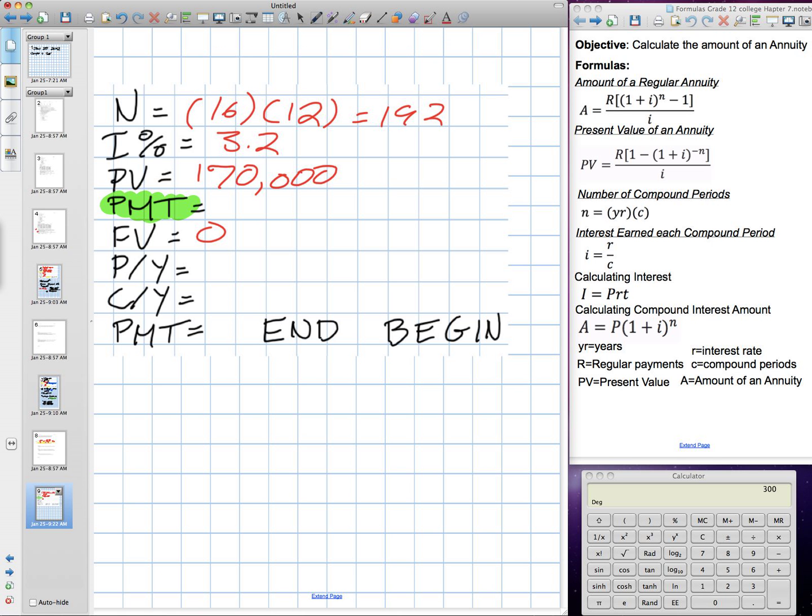Good. When you put it in, your calculator will figure it out for you. 192. We're going to skip PMT because that's what we're trying to solve for. Those are the monthly payments of the mortgage. Okay. Payments per year, we discussed that already. It's 12. Compounding period, 2. What's the most a mortgage can compound in Canada? How many times a year?